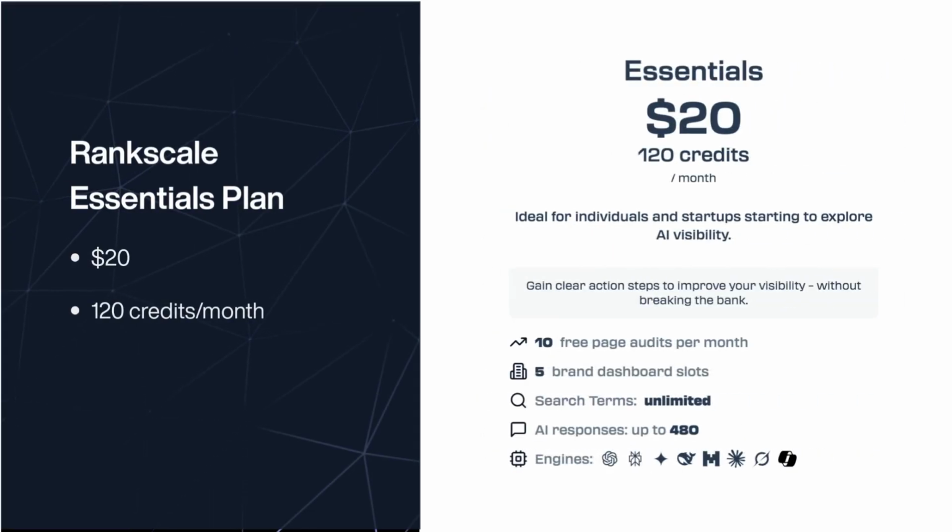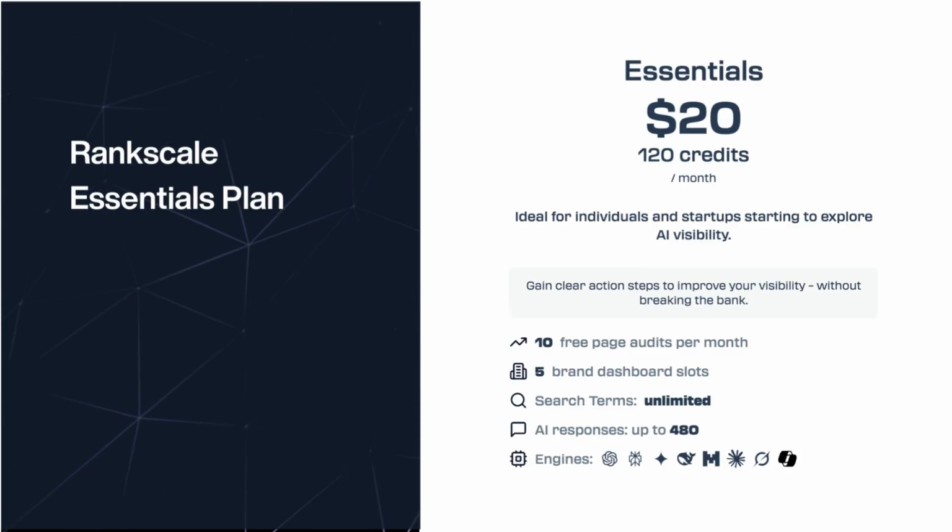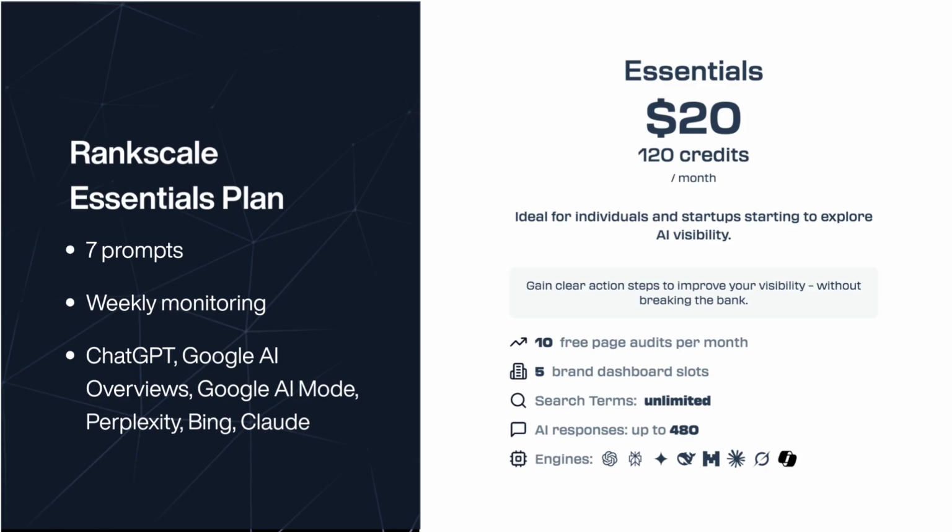At $20, the Essentials plan gives you 120 credits a month. This works well for running a handful of prompts on a weekly basis. Using my previous example, I can run 7 prompts before I run out of credits. If I have very limited monitoring needs, I can get even more from this plan.